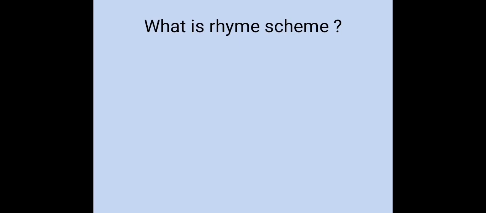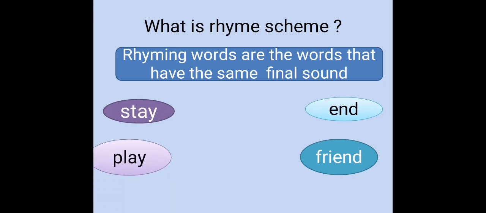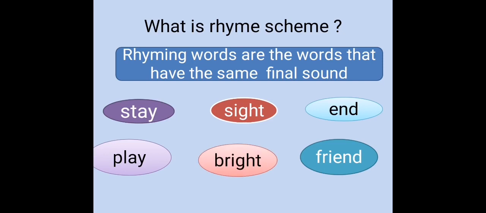What makes you feel that the second example was more creative and more interesting is the rhyming words at the end. Let me remind you with the rhyming words. Rhyming words are the words that have the same final sound. For example, friend, end, stay, play, sight, bright. All of these are called rhyming words. The rhyming words' job here is to attract your attention and make you feel that the text or the poem is different from the ordinary texts.